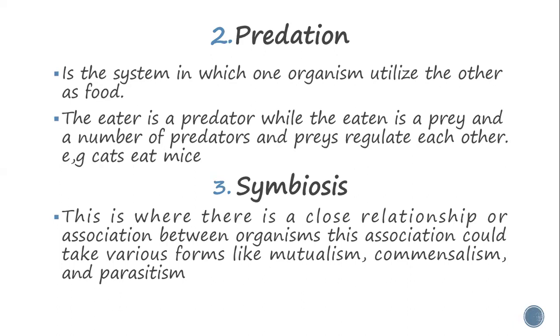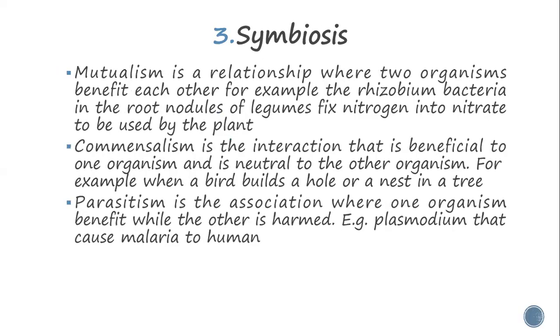So this is another way in which organisms interact with one another, through the process of predation, whereby the one that eats the other is the predator, and the eaten one is what we call the prey. The other way of interaction is symbiosis. This is where there is a close relationship or association between organisms. This association could take various forms like mutualism, commensalism, and parasitism.